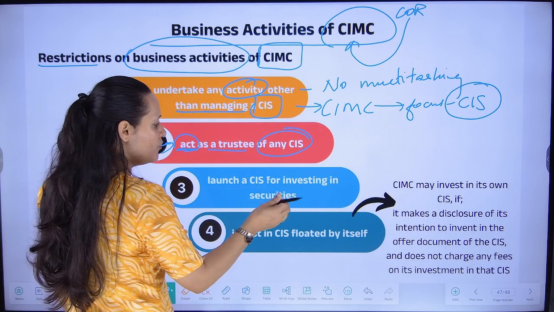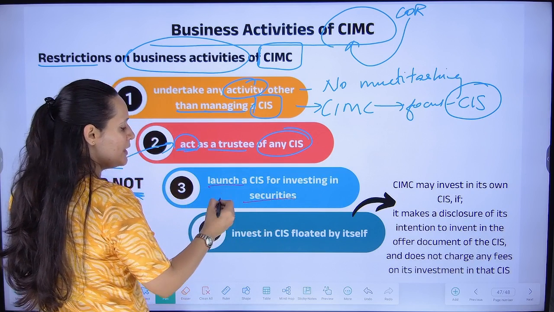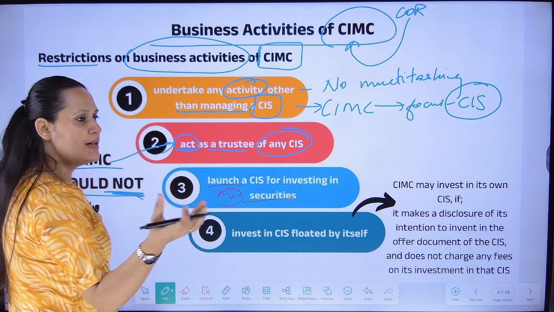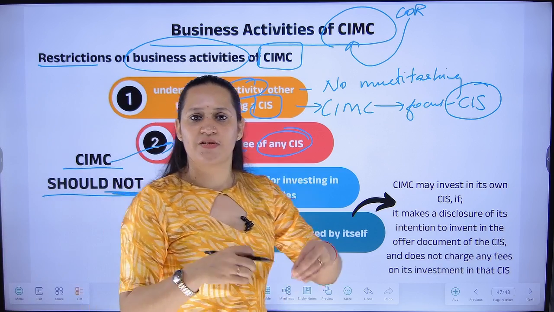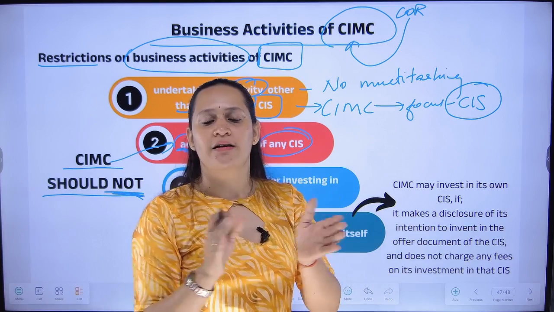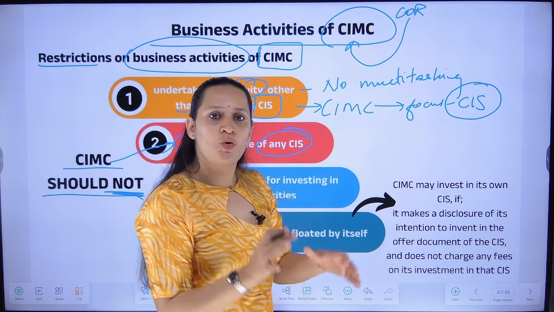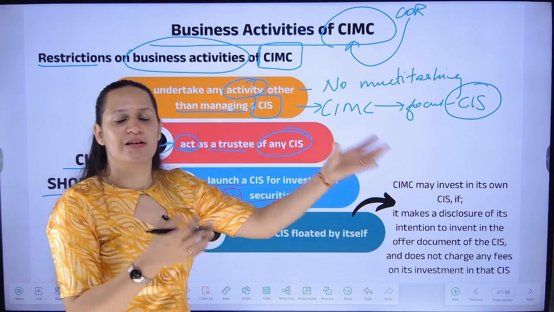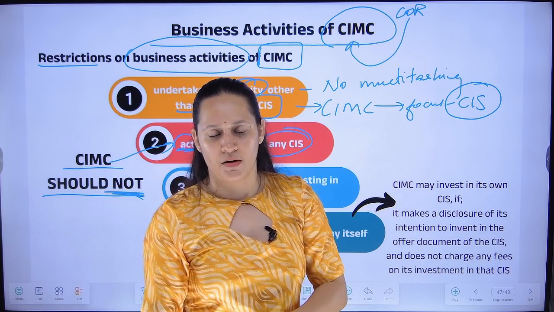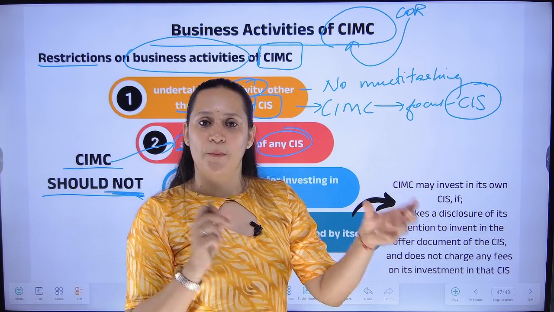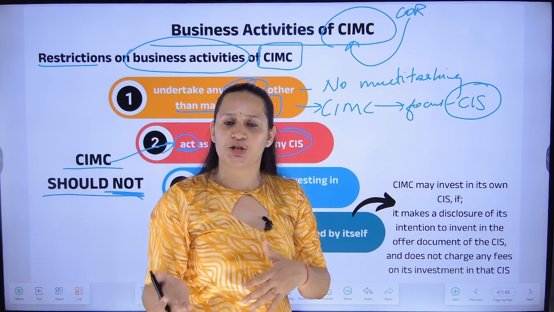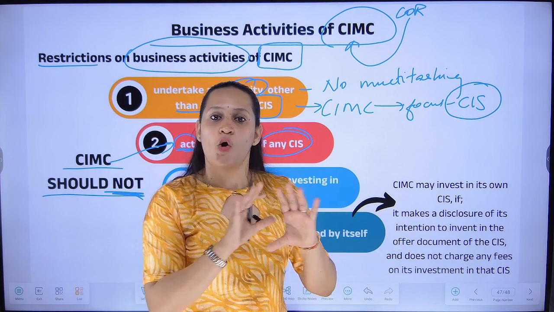cannot launch a scheme for investing in securities, because then it will become a mutual fund. If you're taking the money from a lot of people and investing it in the securities market, it is going to be categorized as a mutual fund. So if you're going to take the money with an objective of investment plan, plantation, cropping activities, or commercial crops, or holiday plans, all this is fine.